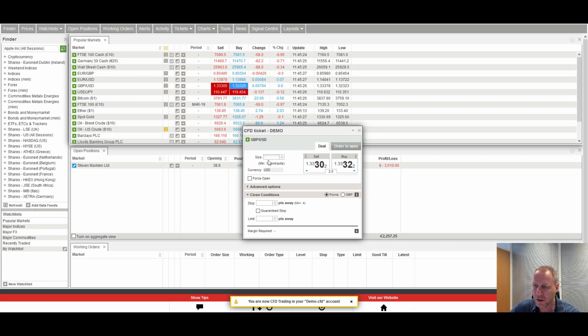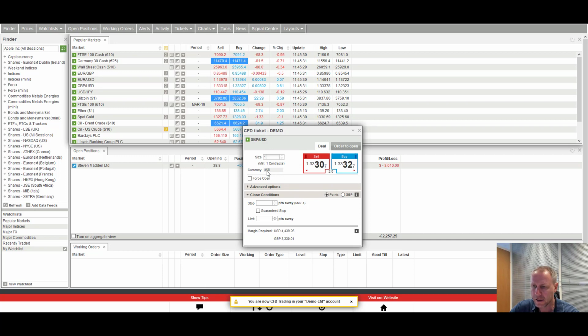So in the pound US dollar, if we put one contract in here, you will see here this currency is in US dollars. This will be $10 per point it moves. So if it moves 10 pips, you'll be making roughly 10 multiplied by 10. You're making $100 on that trade. Margin requirements are all pretty much in line with spread betting. You need to check your margin requirements.